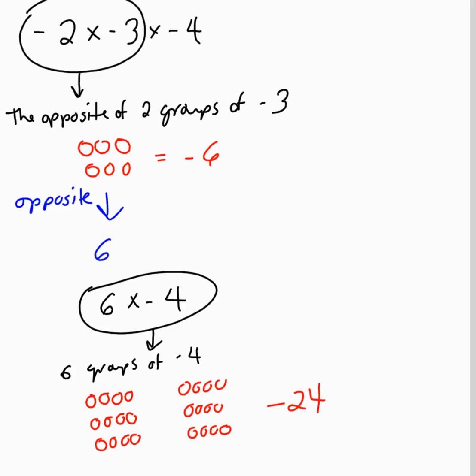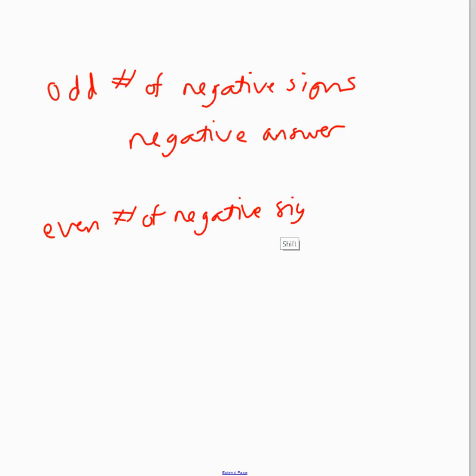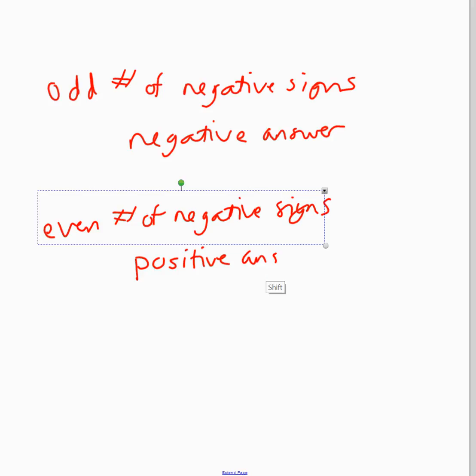So if you have an odd number of signs, you will get a negative answer. But an even number of negative signs will give you a positive answer. And I will give you a link to something that goes into, again, more detail about why things like a negative times a negative is a positive.